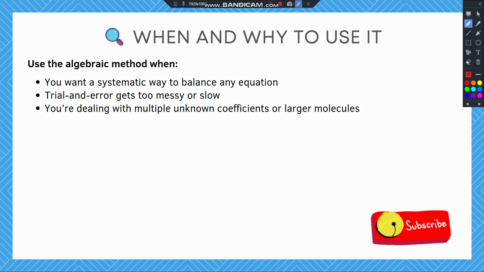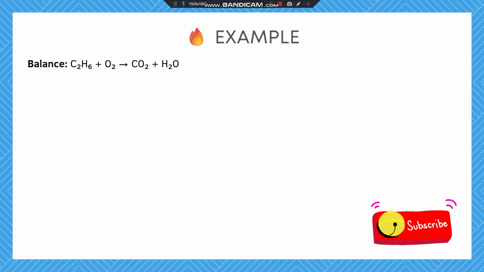First things first, the algebraic method can be used to balance any chemical equation, no matter how simple or complex that equation is. But there are certain conditions that you want to have in place before you use it. Condition number one is that you want a systematic way to balance any equation. Condition number two is that the trial and error method gets too messy or too slow. And condition number three is that you're dealing with multiple unknown coefficients or larger molecules.